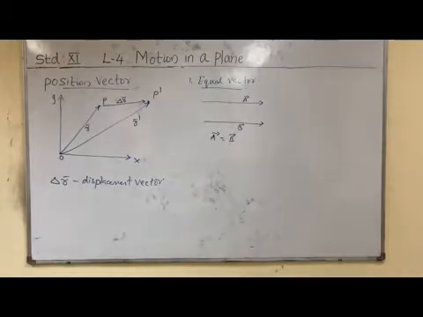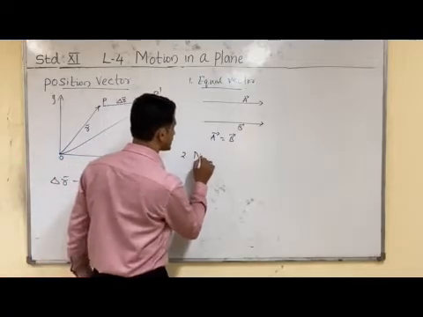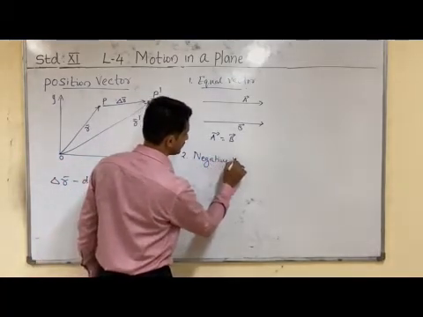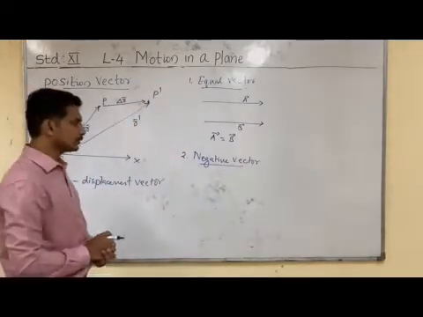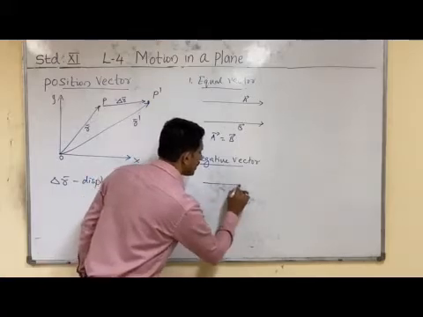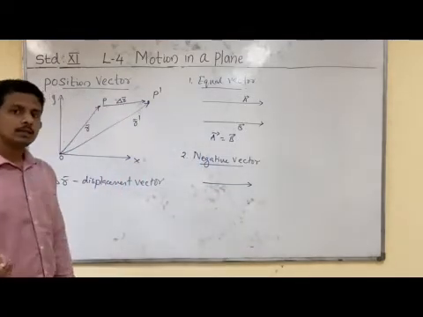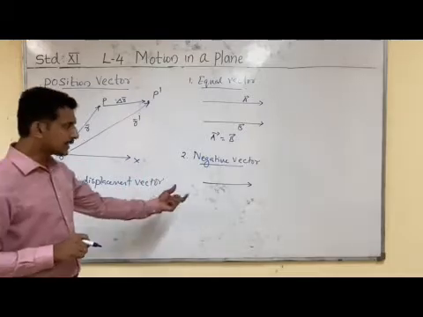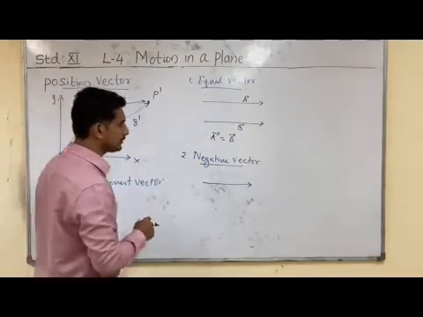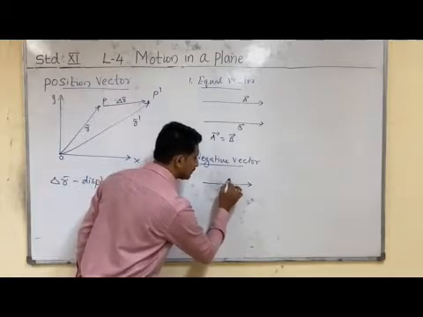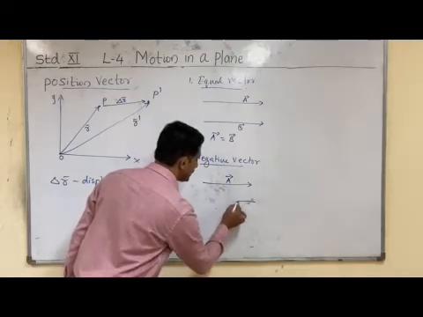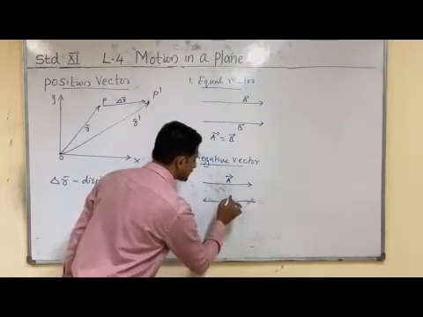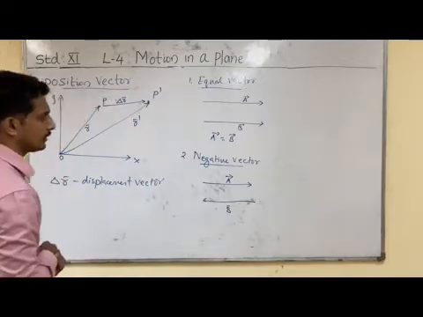Now we can consider another type of vector, that is known as a negative vector. The second type of vector we are discussing is a negative vector. Negative vector means two vectors which have equal magnitude but are in opposite directions. For example, this is our vector A. How will you represent vector B? Like this. So vector B is the negative vector of vector A.